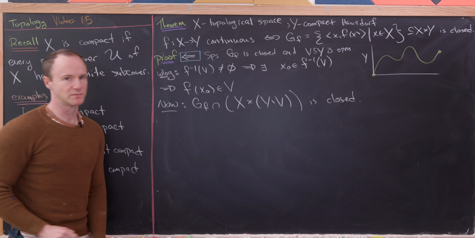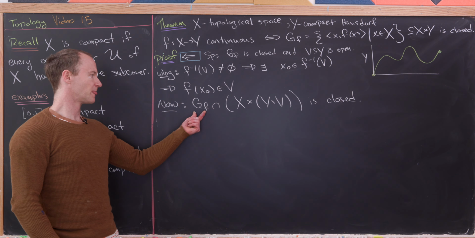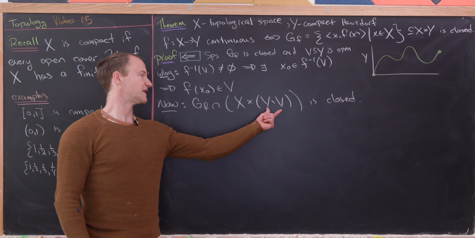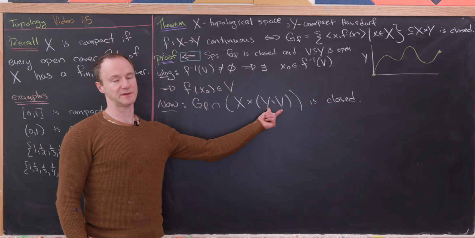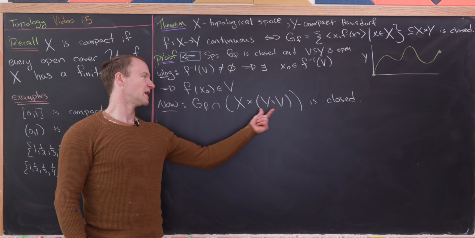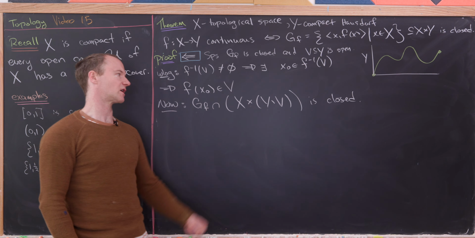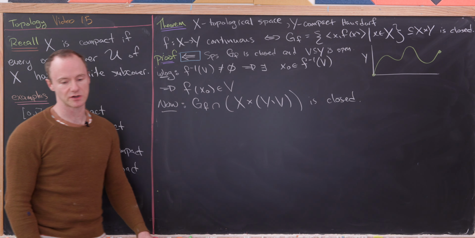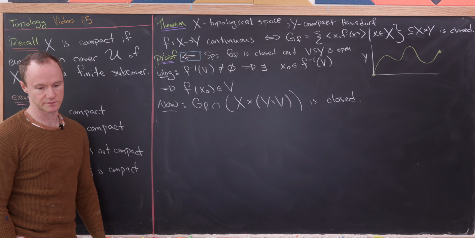So let's look carefully at why that's closed. Well, we're assuming that G sub f is closed. And then, this Y minus V is closed because it's the complement of open. And then we're crossing it with a closed set, so that means that's also closed. So we've got the intersection of two closed sets, which we know is closed.